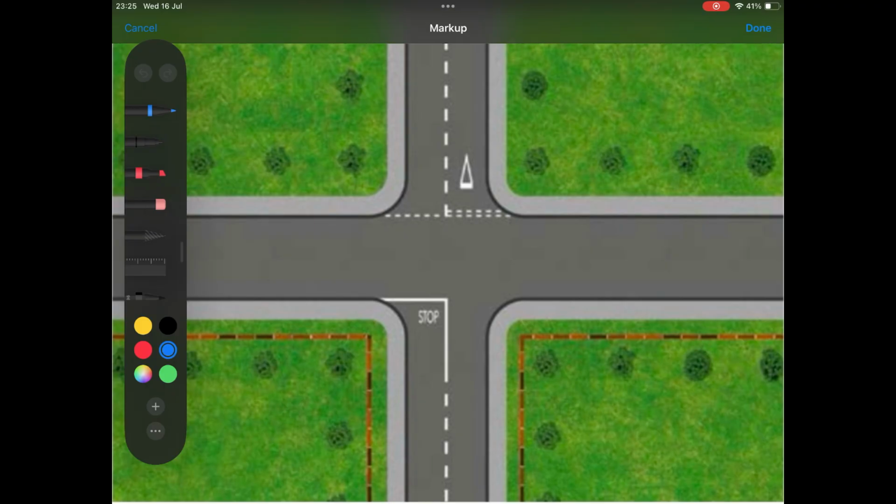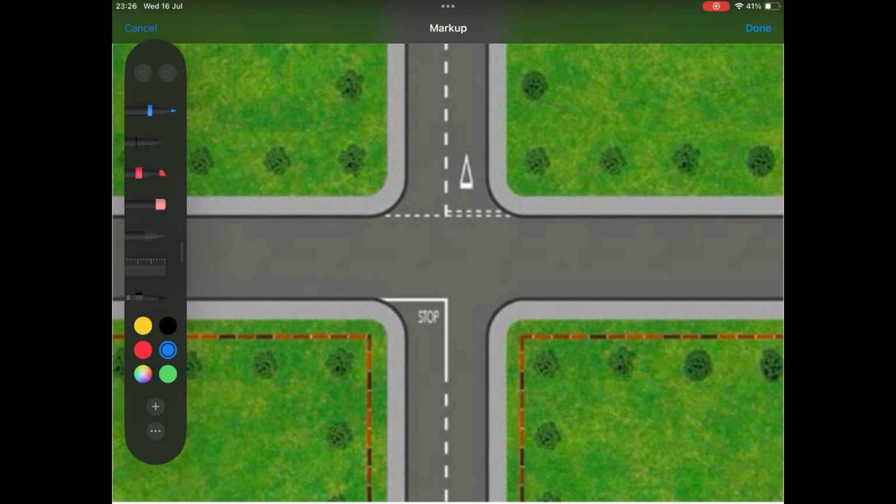Before we discuss signaling on roundabouts, let's talk about signaling on a junction. Now you'd be thinking, why are we talking about junction signaling? Why not roundabouts? Just bear with me. It will all make sense.